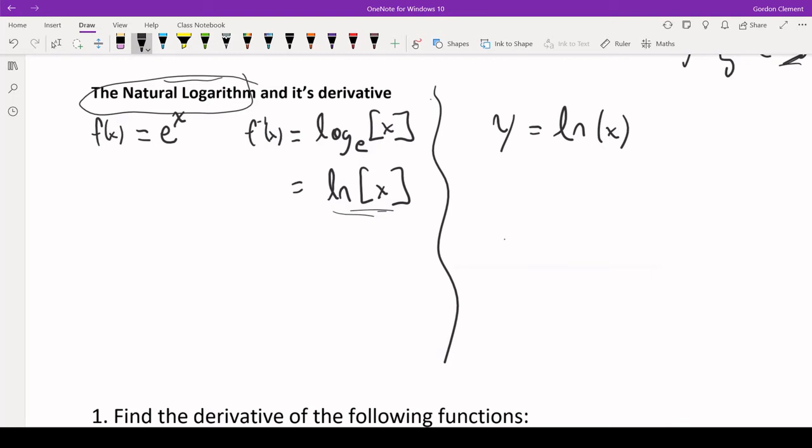So basically what we're going to do is rewrite this in exponential form. So in exponential form, x is the answer, the base is, since it's the natural logarithm, e, and y is the exponent.